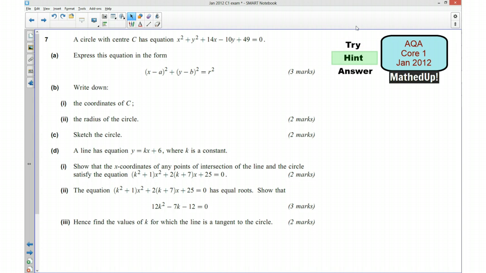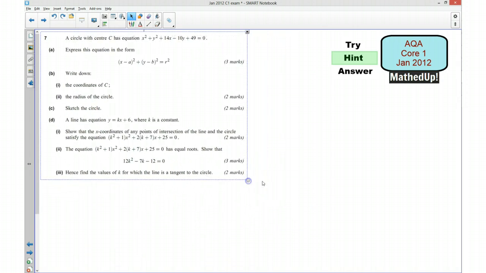For the next part of the video, I'm going to go through some hints as to how you can go about answering the question. So I'm just going to make this a little bit smaller, we've got more room. Okay, so we've got a circle that has got a centre C and has this equation here, and we want to express this equation in this form.